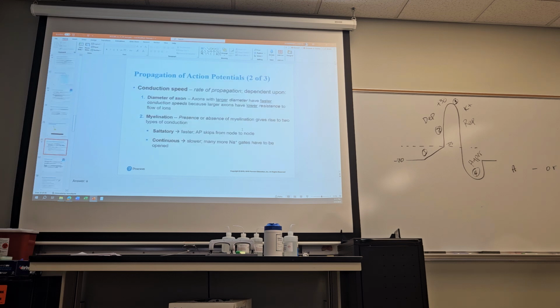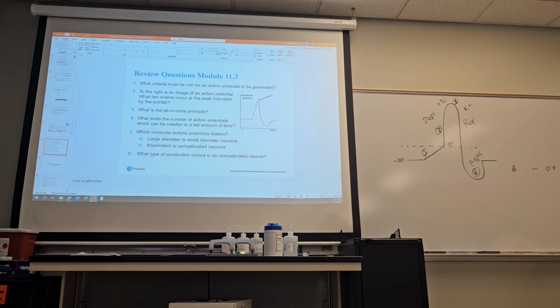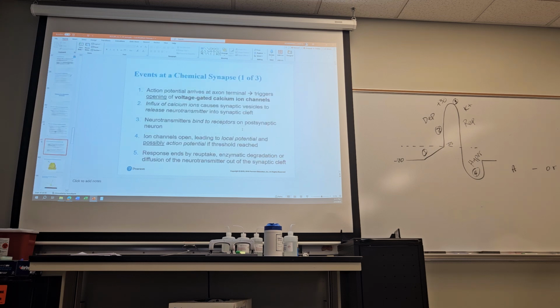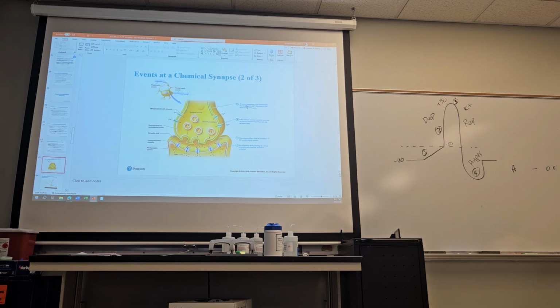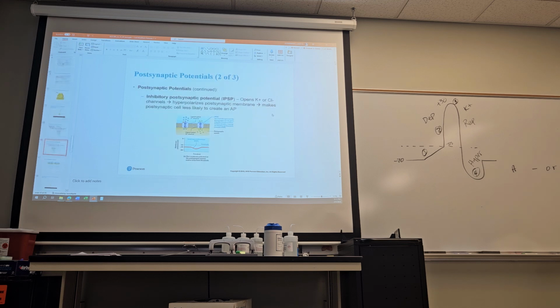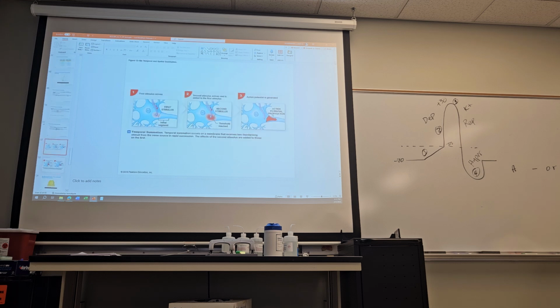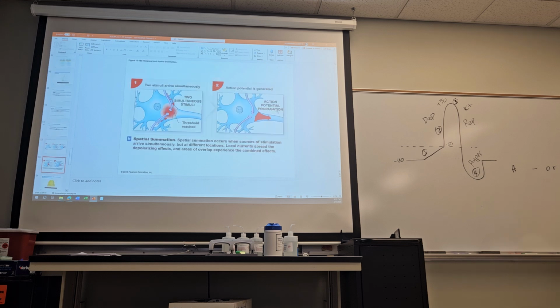We talked about conduction. We talked about the different types. And we actually, did we just practice this? Yeah, we just practiced this. So we don't need to do that again because you guys got that down. We talked about inhibitory. We talked about integration and summation. Two different types of summation on a neuron. This is what you were referring to earlier.